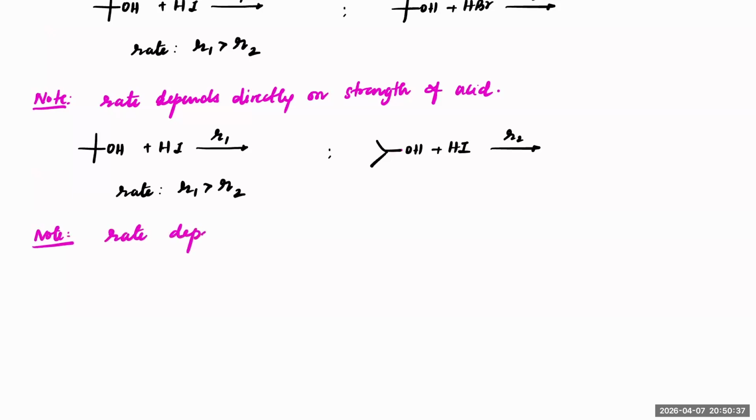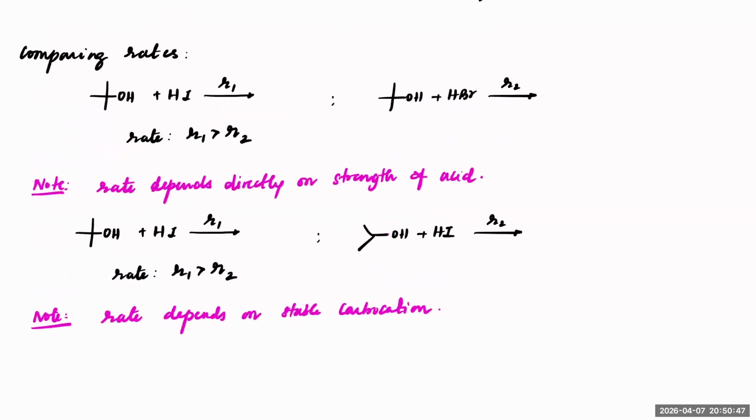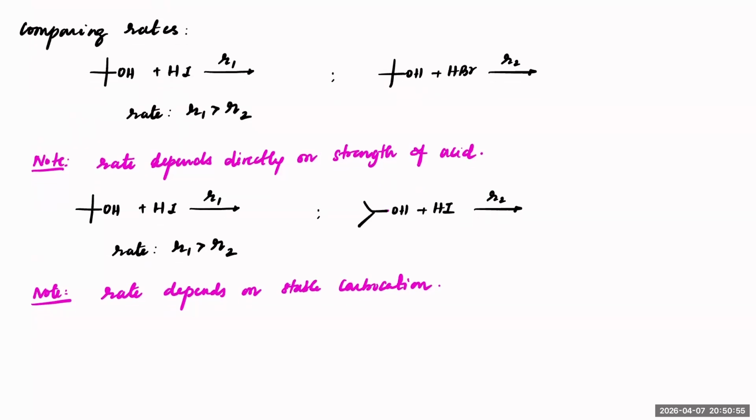Here the note is, rate depends on stable carbocation, whichever will make the more stable carbocation. Correct? I'm sure you do understand what I'm trying to write there. Okay, clear? And whenever you are making an HI addition or HBr addition, you will always make a carbocation.